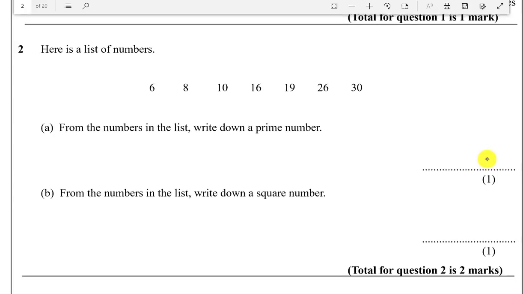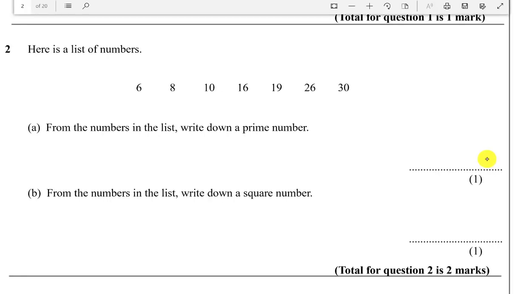Almost there. Number 2, here is a list of numbers: 6, 8, 10, 16, 19, 26, and 30. From the numbers in the list, write down a prime number. Now, I would suggest if you don't know your prime numbers, always get to learn them. Because sometimes we guess what the prime numbers are, but most of the time we get them wrong. So always know your prime numbers, at least up to 30, maybe about 50, and it will help you answer these types of questions.